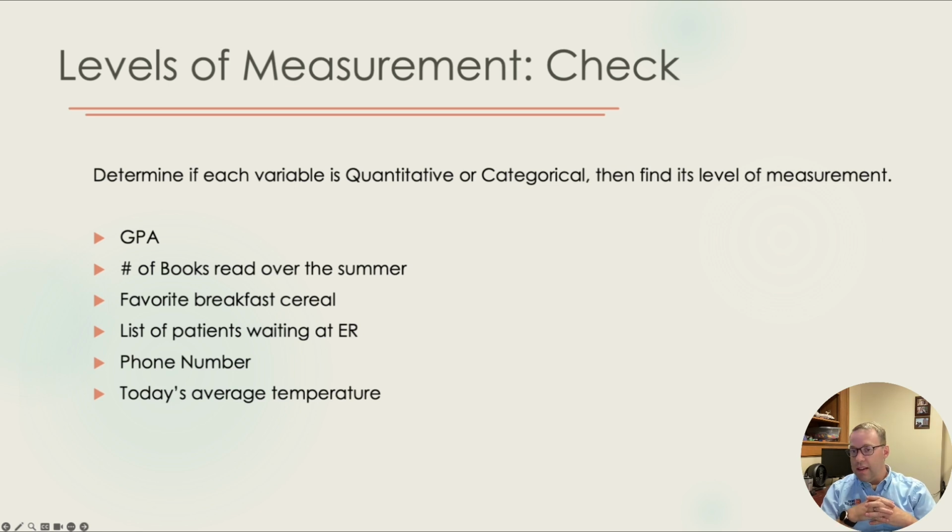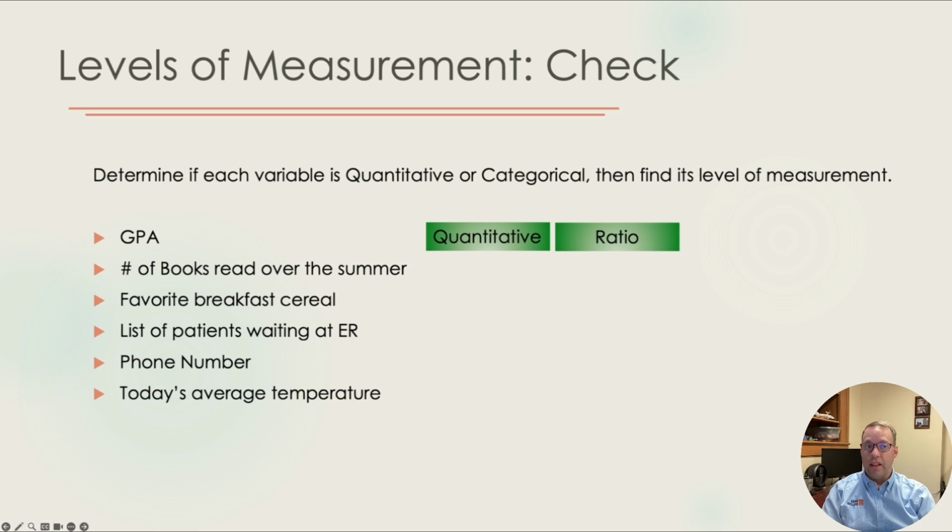All right, so GPA. GPA is a number, and your GPA can go down to 0, but you can't go negative. Everything is based on a 0. That means you don't earn any credit, so that would be a ratio level of measurement. Number of books you read over the summer. It's a number. You can take an average, so it's quantitative. And 0 is a very definite number, so ratio as well.